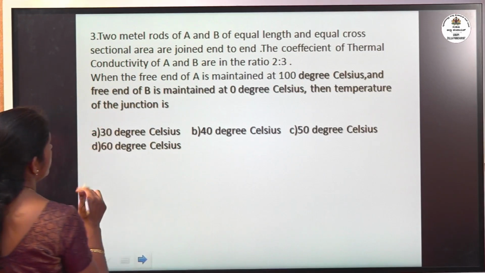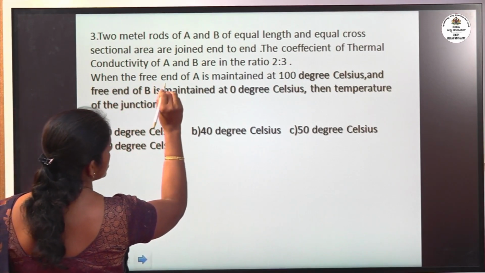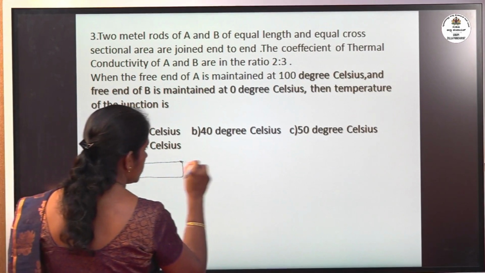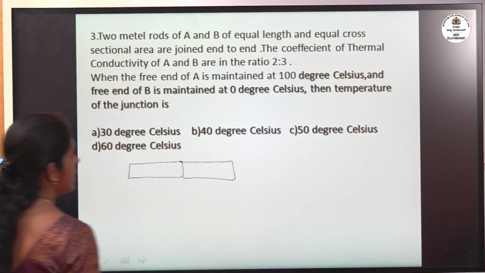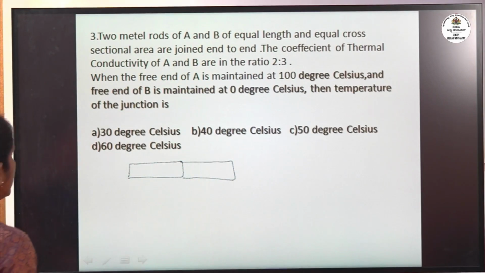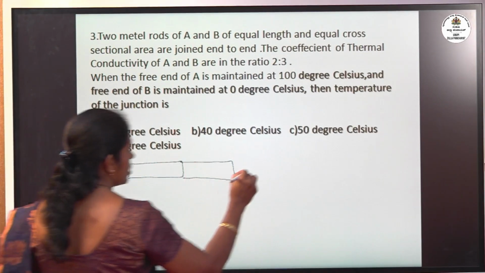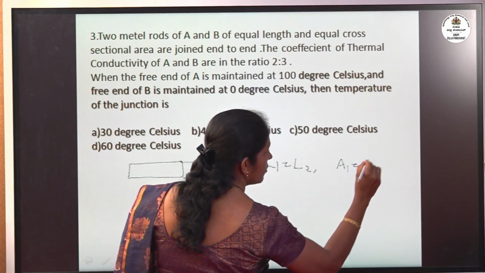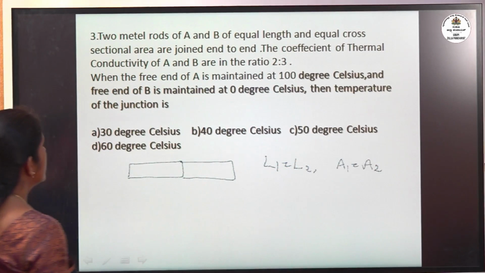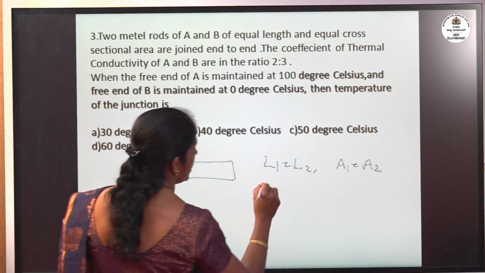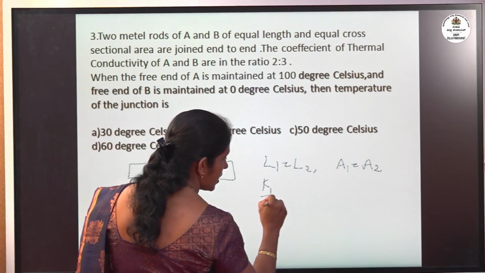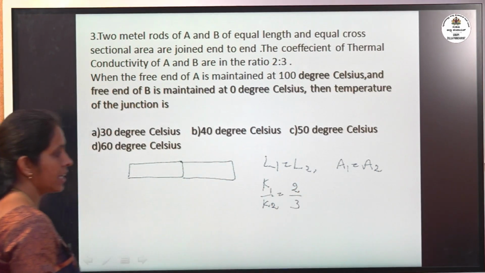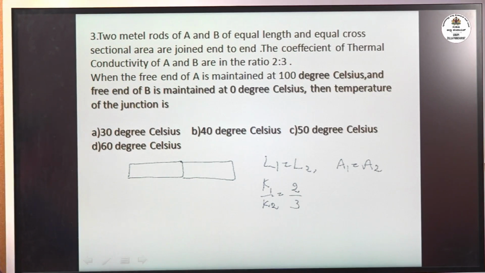According to the question, two metal rods A and B have equal length, L1 is equal to L2. They are connected end to end. They have equal length and equal cross-sectional area. L1 is equal to L2 and A1 is equal to A2. The thermal conductivities of A and B are in the ratio K1 by K2 is equal to 2:3.